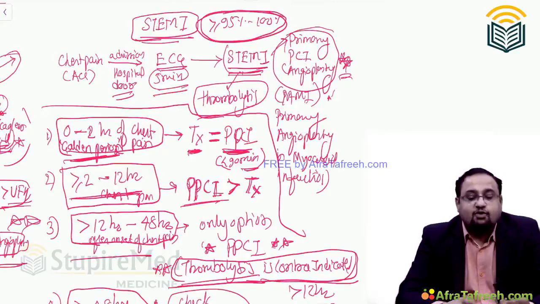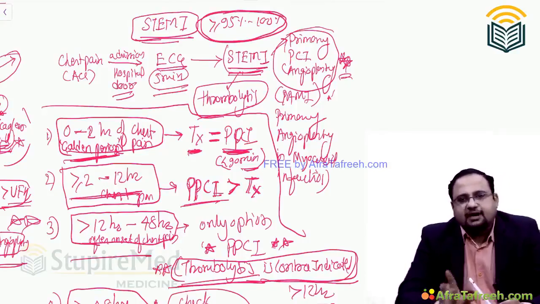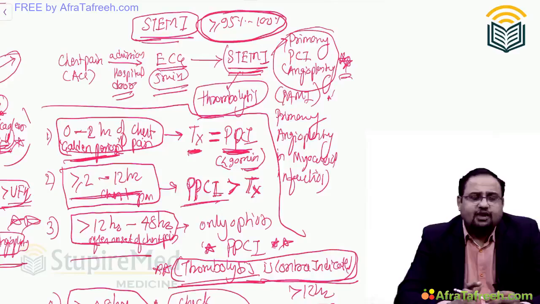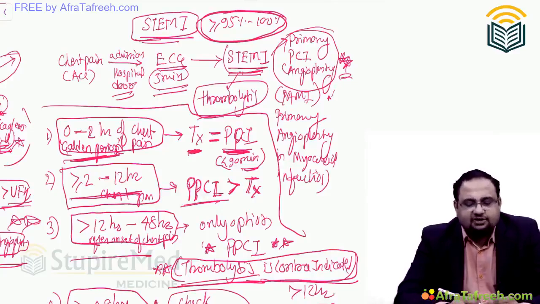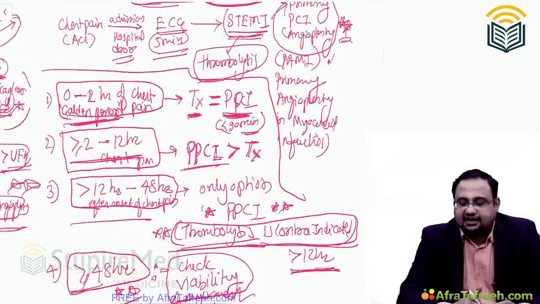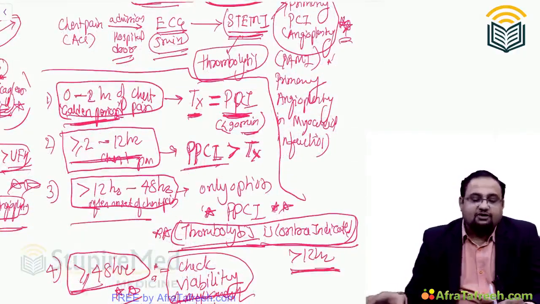However, if the patient comes more than 2 hours to 12 hours in between, primary angioplasty is better than thrombolysis, provided that it is done in the stipulated time, that is within 90 minutes from door to opening the artery and putting the stent. It should be done as early as possible. Primary angioplasty is preferred over thrombolysis. After 12 hours, thrombolysis is contraindicated and better avoided.